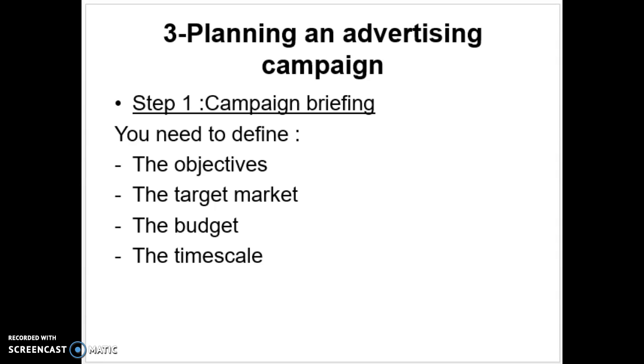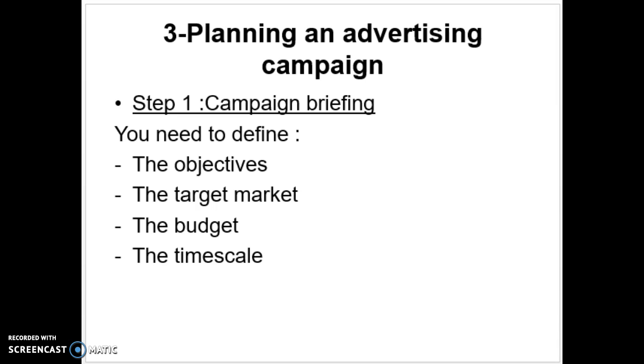In this part, we are going to look at how a company can plan an advertising campaign. Planning an advertising campaign can be done in 4 steps that we're going to look at together. The first step is campaign briefing. The first thing a company needs to do before actually making and creating the communication campaign is to define 4 topics.